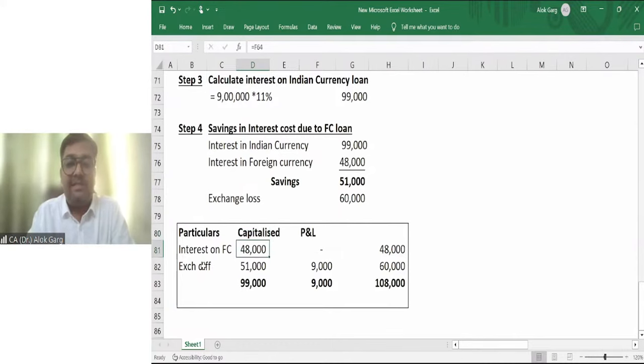What is your total capitalization? Total interest of 48,000 plus exchange rate difference of 51,000. Total 99,000 needs to be capitalized as an interest cost. And the remaining 9,000 will go to P&L, right? This is how it has to be done. Total exposure is 48,000 plus 60,000 exchange difference. If you have any question, I would be happy to answer.